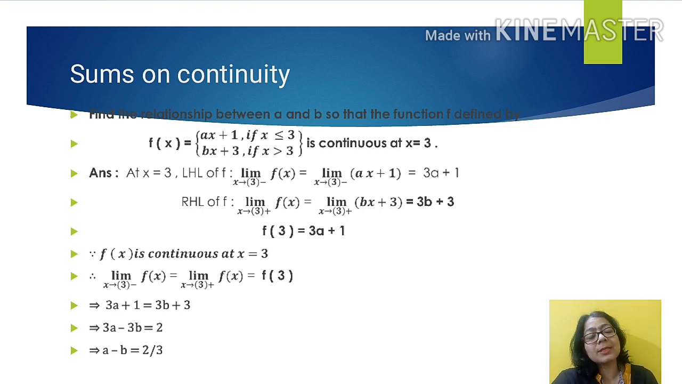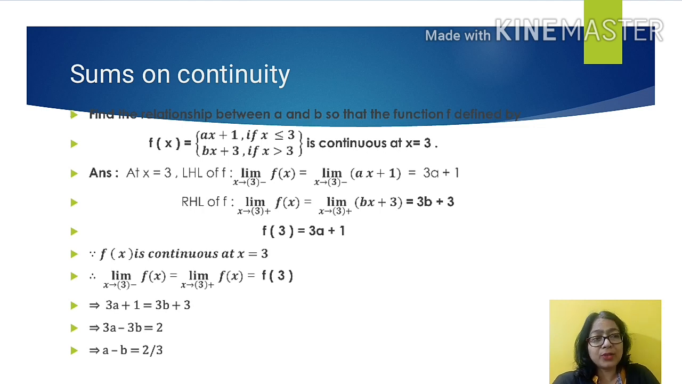So since it is continuous, that means left hand limit, right hand limit and functional value, all 3 are equal. So for that, first you have to find the left hand limit, that is limit x tends to 3 minus f(x). The first function, that is ax plus 1, we put a into 3, that is 3a plus 1. Then for x tends to 3 plus f(x), the second function bx plus 3 we have to consider, that is 3b plus 3. And f(3) is also from the first function, that is 3a plus 1.